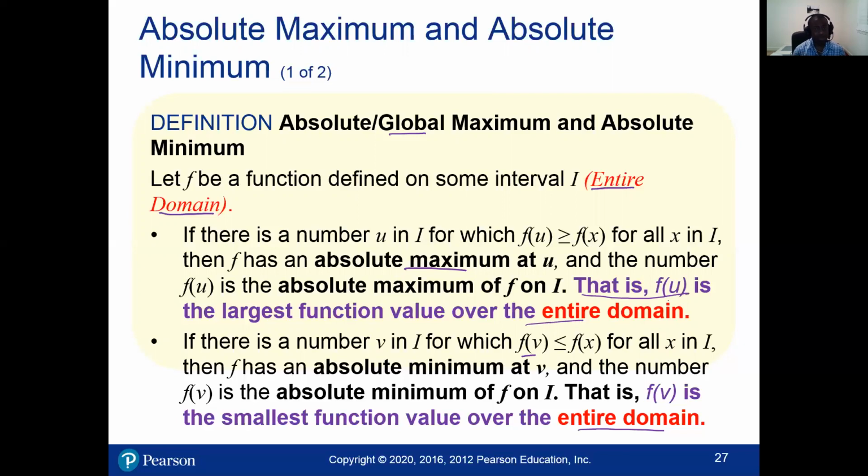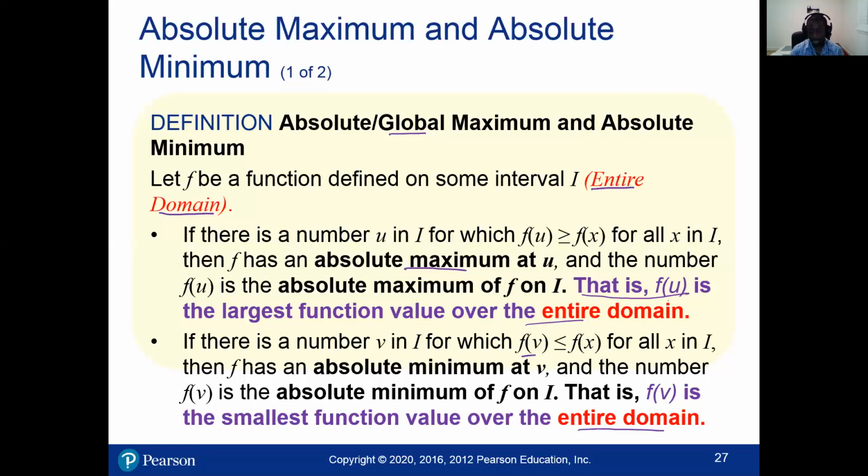So let me repeat this. To find the absolute maximum or minimum, your interval must be over the entire domain of the function. The largest value is called the absolute maximum. The smallest value is called the absolute minimum. Unlike the local maximum and minimum, it is not over the entire domain. It is over a portion of the domain of the function.